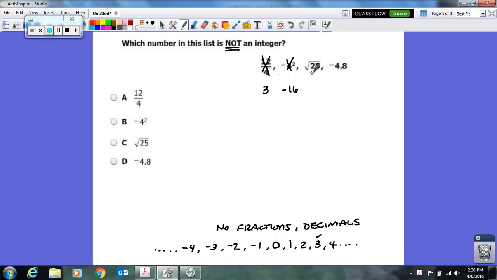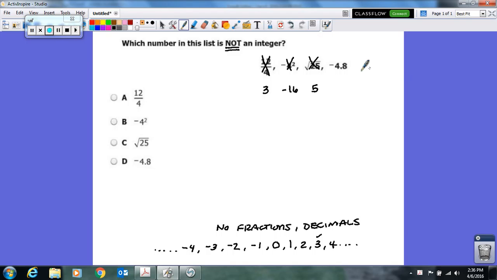How about the square root of 25? Well, I happen to know what the square root of 25 is, but if you're not sure, you can always use your calculator. The square root of 25 is equivalent to the integer 5. 5 is certainly an integer. 1, 2, 3, 4, 5. It's a whole number. It's positive. Or if it was a negative, that would be fine too. So since the square root of 25 is equivalent to 5, that doesn't fall into the not an integer family.